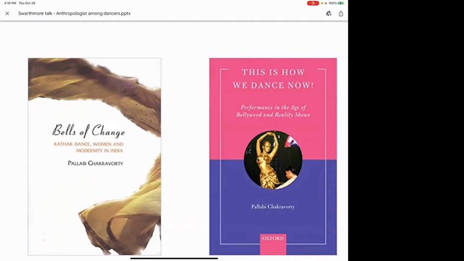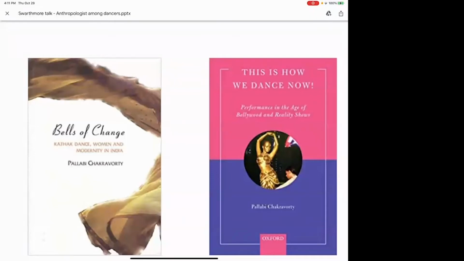So I study it as practice, and also in spaces that are not part of high culture, or what I would call non-elite spaces. For Bells of Change, I wanted to study Kathak dance, a classical Indian dance form and an elite form, in spaces where it is practiced by people who are perhaps in the margins, in lower middle classes, in small towns, and how this dance empowered them as dancers, as women. The focus was, of course, on women.